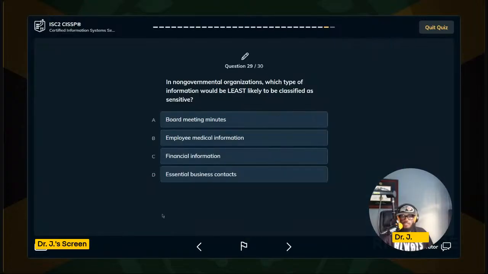All right, in non-governmental organizations, which type of information would be least likely to be classified as sensitive?